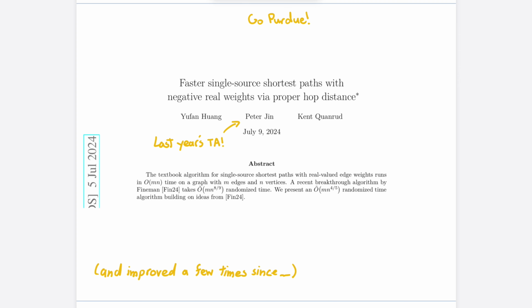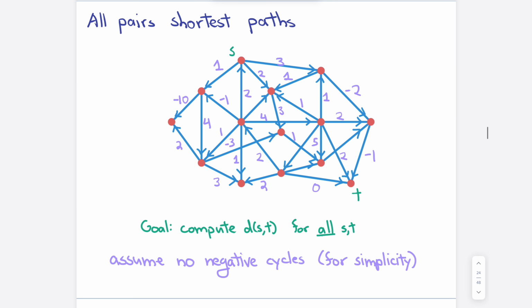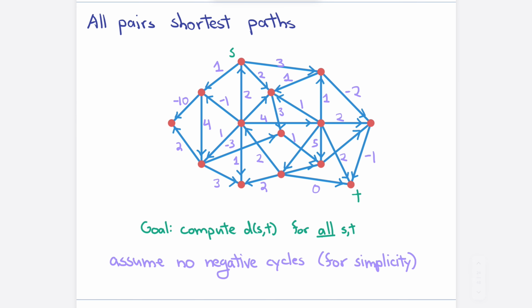But this would be an example of a very old problem that we actually don't know the full picture of. Okay. All right. So let's move on to all pairs shortest paths.